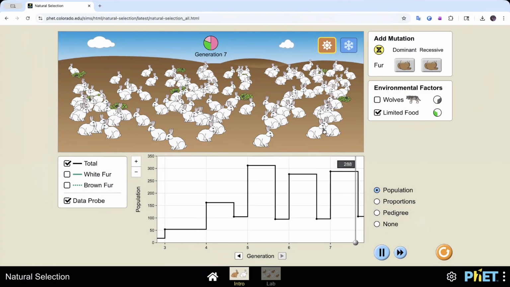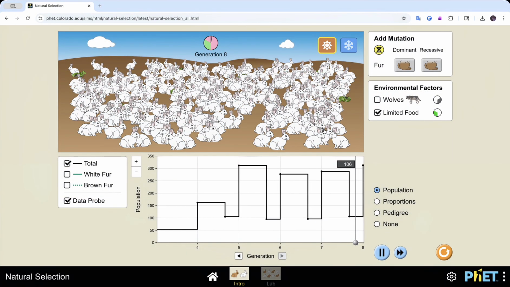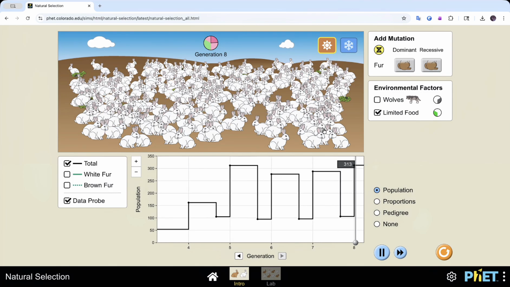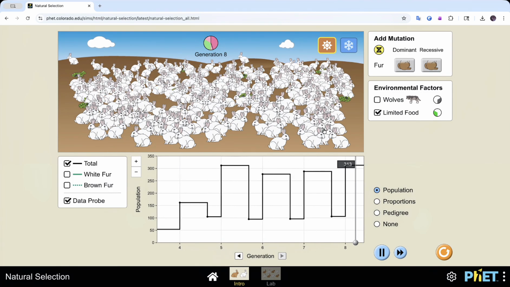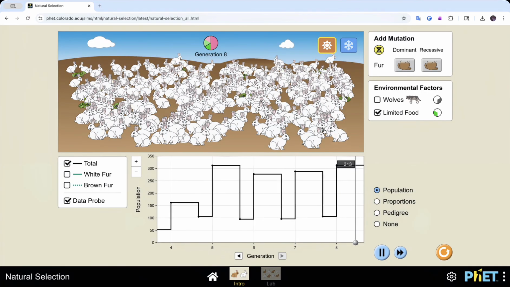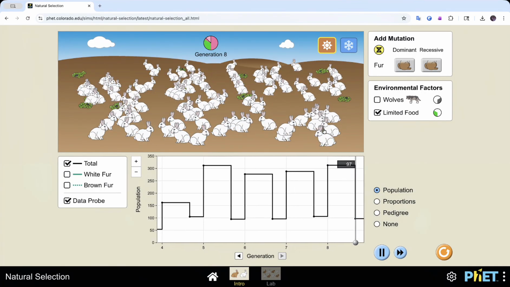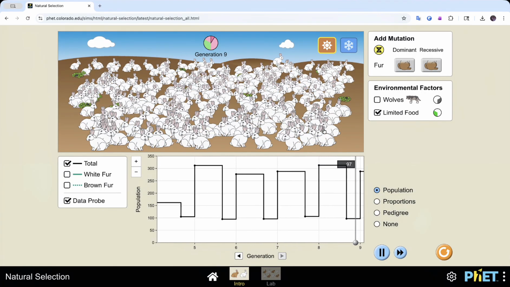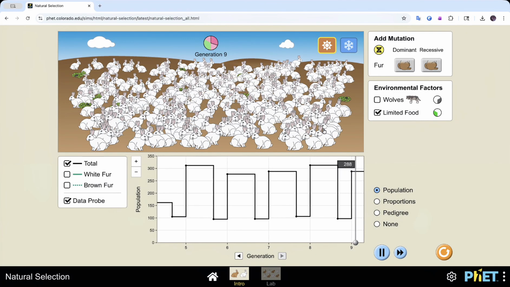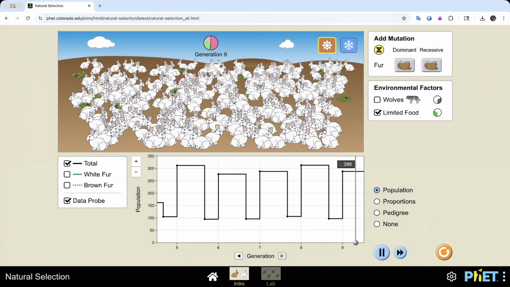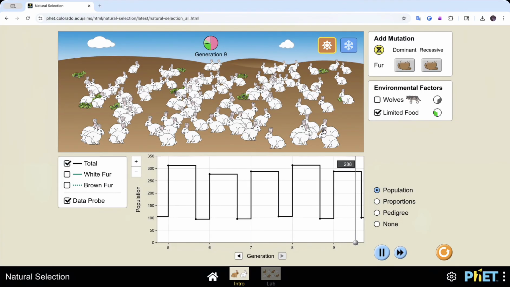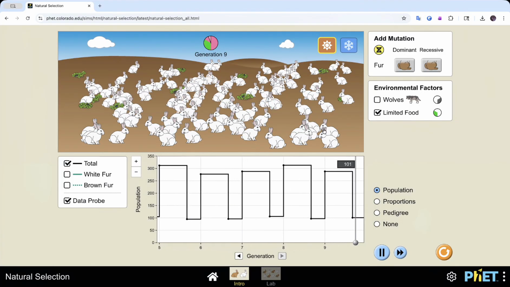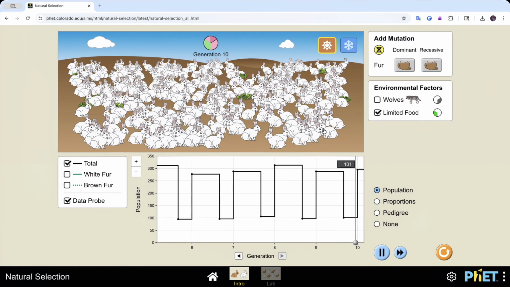Think about the limiting factor. Limited food. When the population gets very large, there are too many bunnies competing for the same food. Not everyone gets enough to eat, so some bunnies die and the population drops. But once the population gets smaller, there is enough food again, bunnies start reproducing, and the population climbs back up. Then the cycle repeats all over again. This is nature's way of keeping the population in balance.